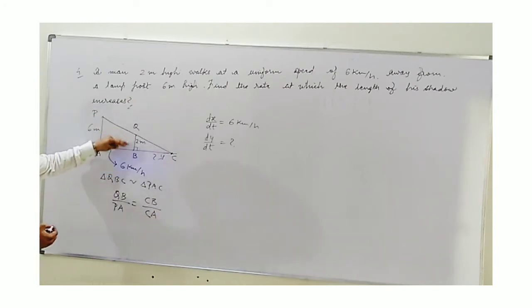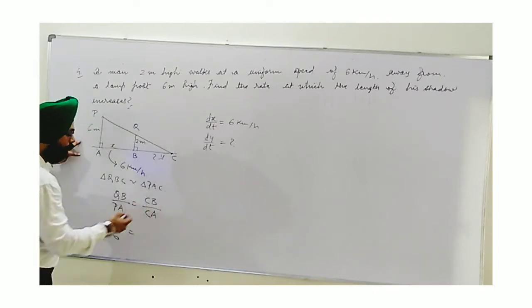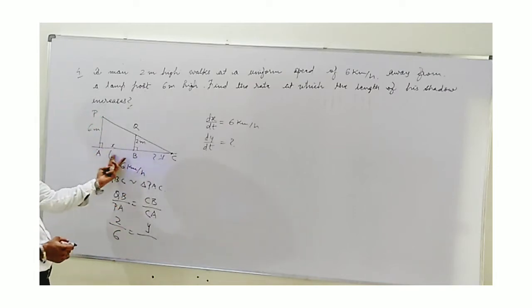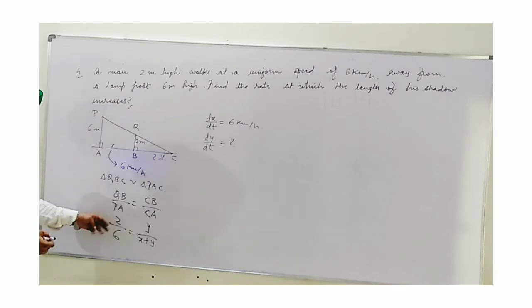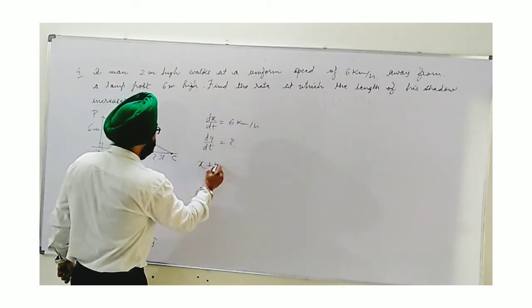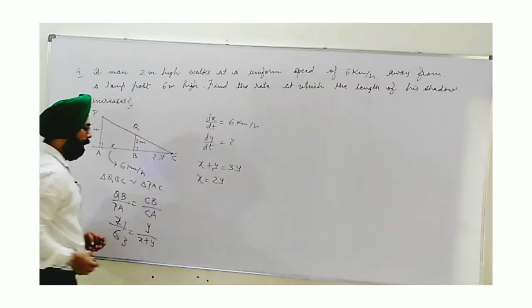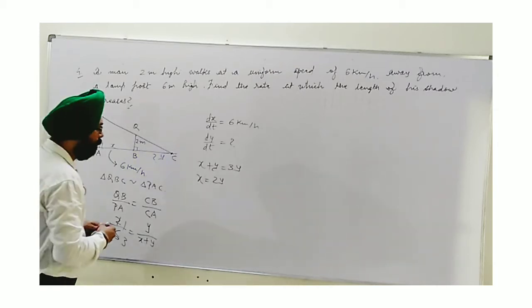Now QB, what is the length QB? It's 2. PA is given 6, equal to CB. CB we have taken as Y. CA will be the sum of these two, CB plus AB. So this becomes X plus Y. Now this gives you one equation. Solving, we get X plus Y is equal to 3Y, or we can say X is equal to 2Y. This way X and Y are related directly. As soon as we get a direct relation between X and Y, now we can differentiate with respect to T.